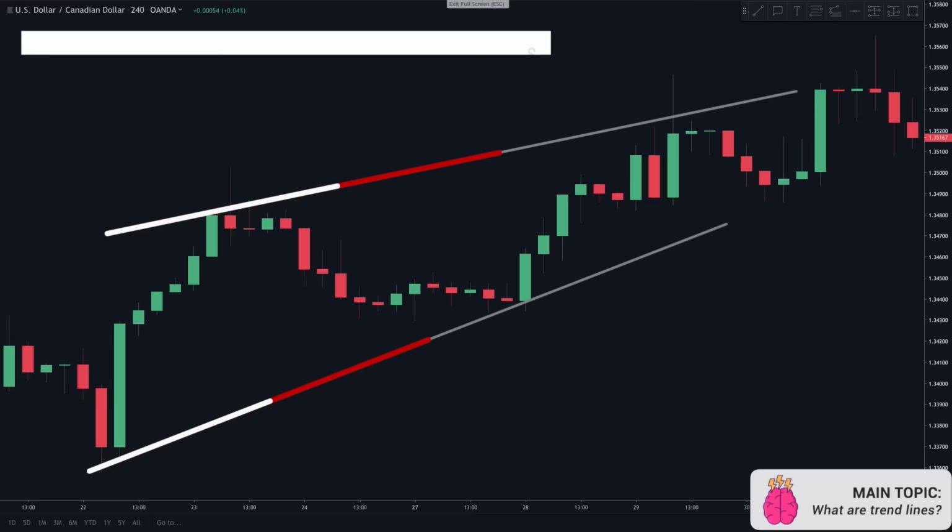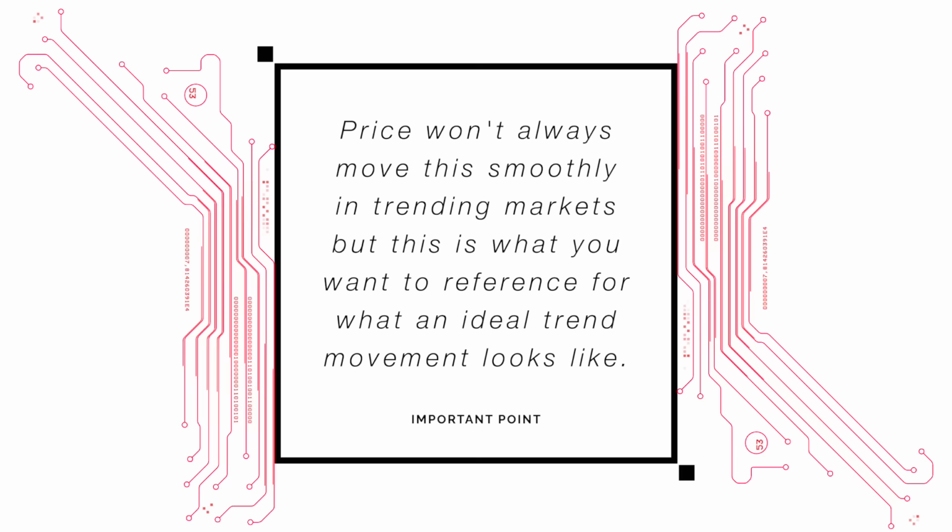Now, this is an important point. Price won't always move this smoothly in trending markets, but we are showing you this as a reference to what an ideal trending price movement looks like.